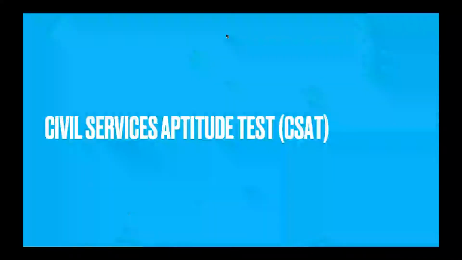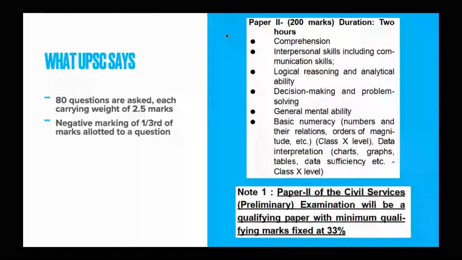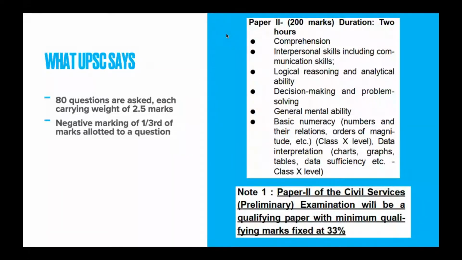In this video, we are going to talk about the Civil Services Aptitude Test, which is CSAT. What does the UPSC say about CSAT? CSAT is the paper 2 of the preliminary exam and it is a qualifying paper, which must be noted. It is a qualifying paper with minimum qualifying marks fixed at 33%.